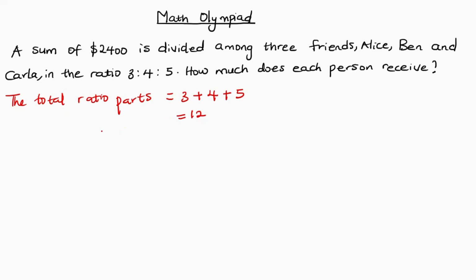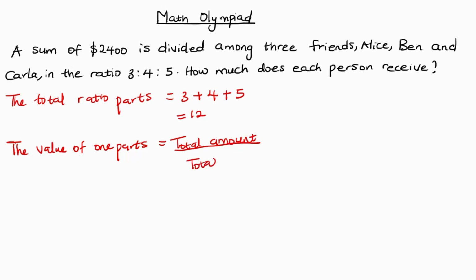So once we are done, the next thing we want to do is to simply calculate the value of one part. And the formula that we can use to calculate the value of one part is total amount divided by total parts. So from this, we know that the total amount given to us is $2,400 and the total part is 12. So 2,400 divided by 12, we are going to have this to be 200. So the value of one part is 200.